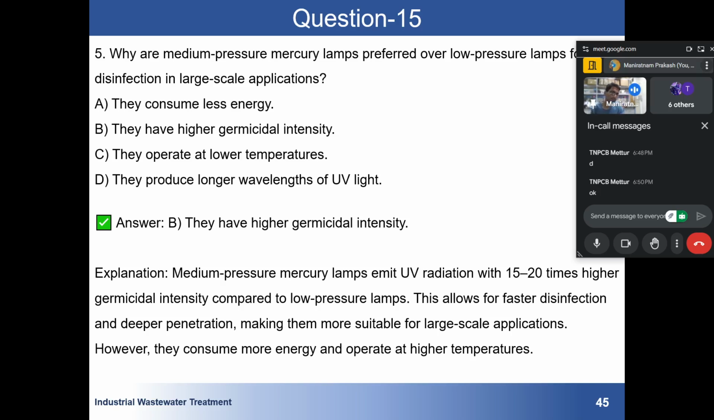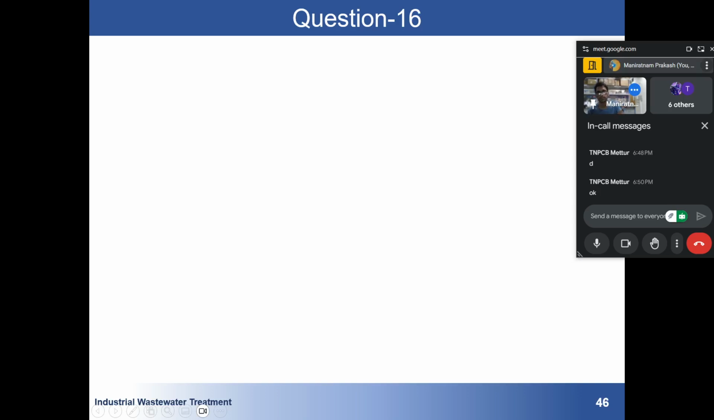Obviously the medium pressure lamp will kill more germs. So this allows faster disinfection and deeper penetration, making them more suitable for large scale application. However, they consume more energy and operate at higher temperature.